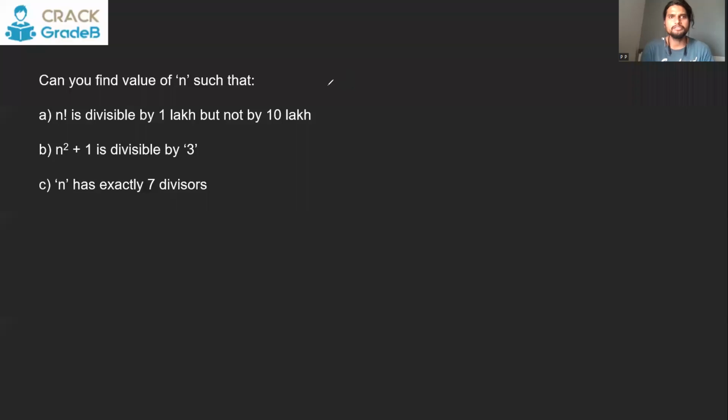Okay, now this is a general question. It's an important question. Let's try to figure this out. Can you find the value of n such that n factorial is divisible by 1 lakh but not by 10 lakh? That means 1 lakh has 5 zeros in it. That means it should have 5's power as 5. There should be 5 number of 5's in that factorial. But it should not have 6 number of 5's in it.